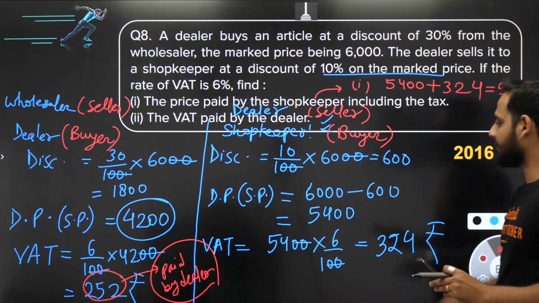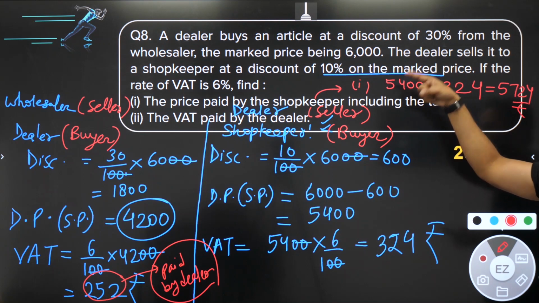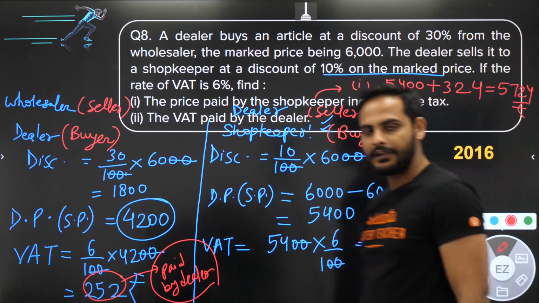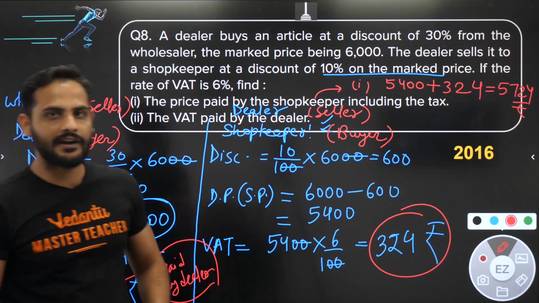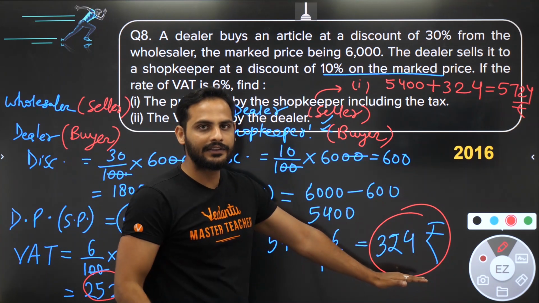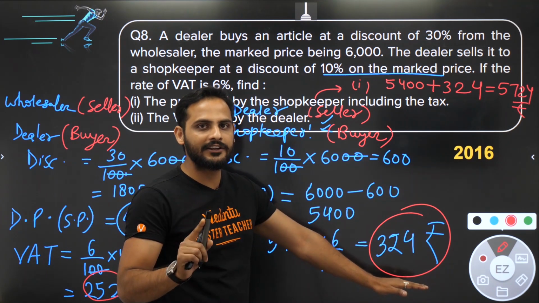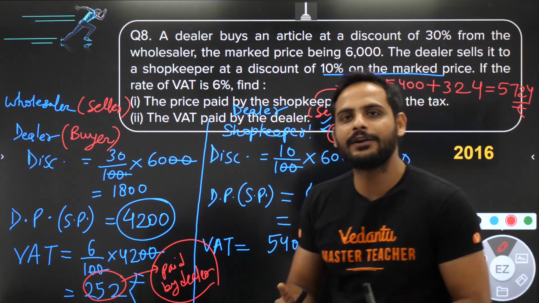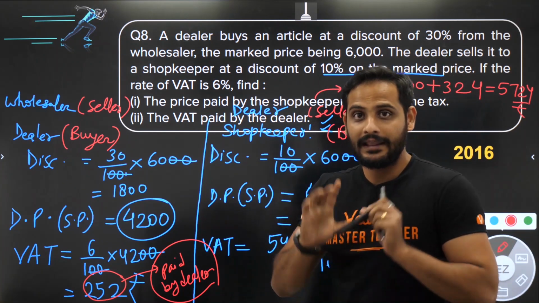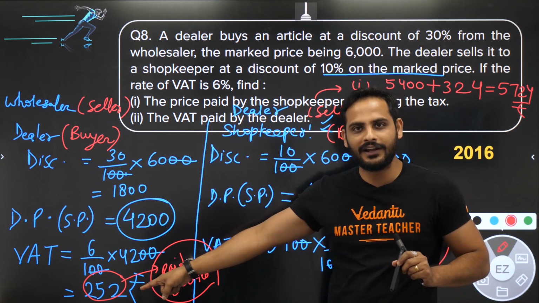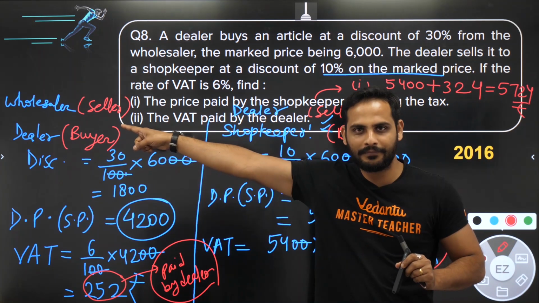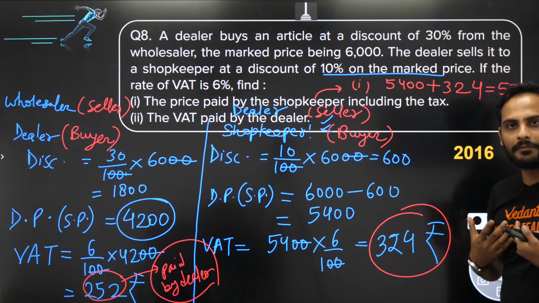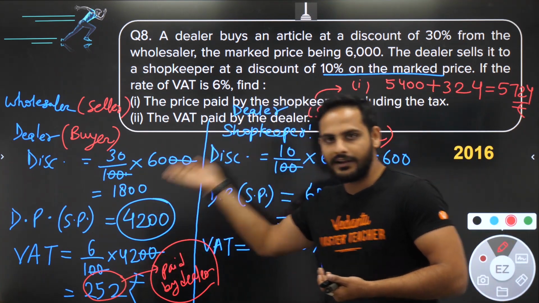right? Now in the second stage, when this dealer is the seller and is selling to the shopkeeper, in this case he is charging rupees 324 as the VAT. That means at this stage, the government should get rupees 324 as the VAT. Now, this 252 rupees is already in the pocket of the government through the wholesaler, right? So now the dealer, if suppose he pays this much, that is wrong.